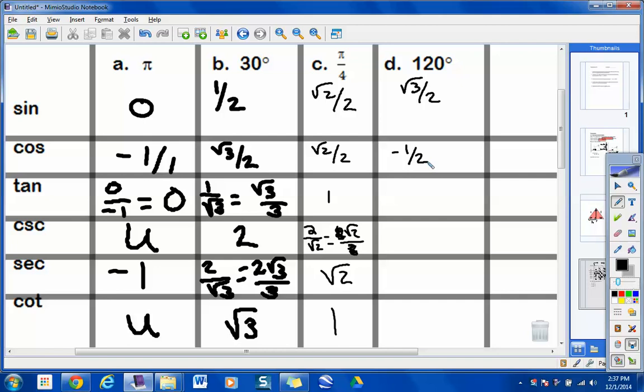Negative root 3. Negative root 3. This divided by this, right? Or this times the reciprocal. The 2's would have canceled for reciprocating, and then this would have been negative root 3. Good.